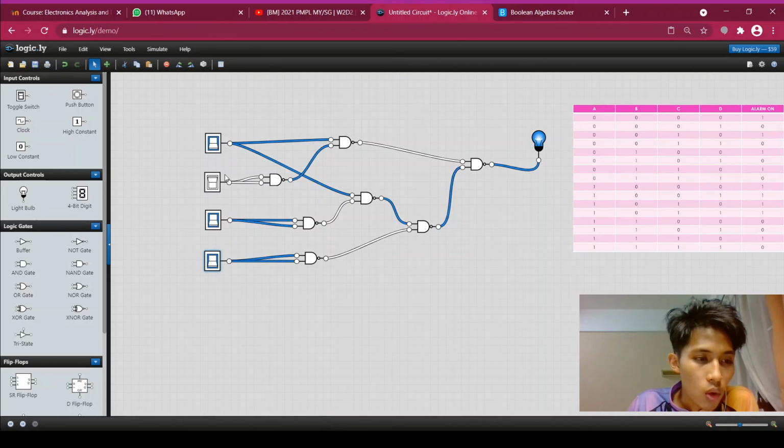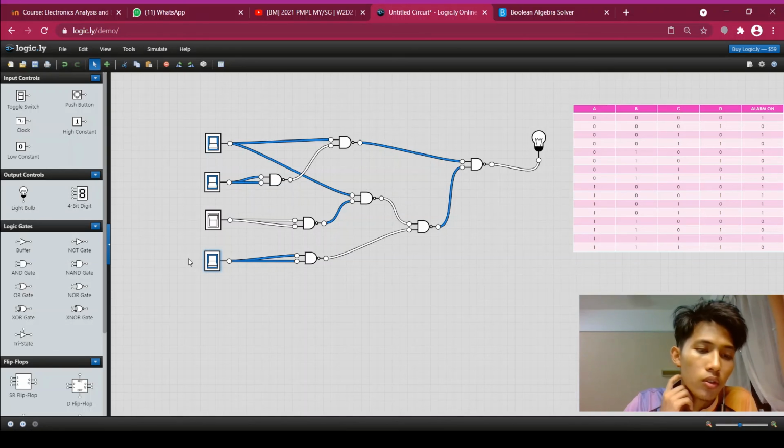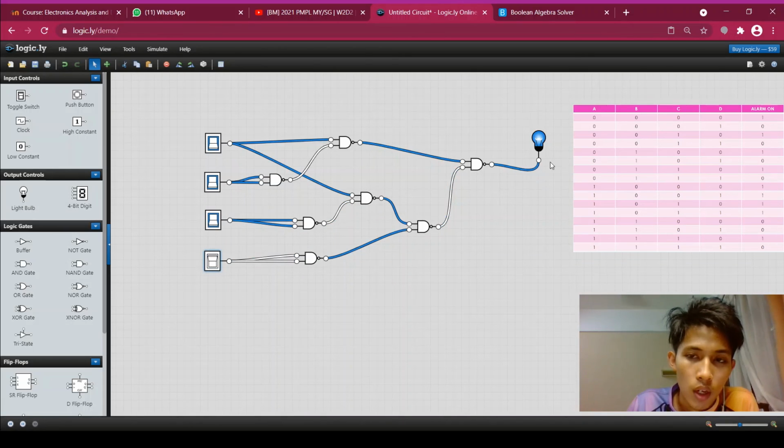Move to the next condition, which is 1 1 0 0. The output is 0. Referring to the truth table, 1 1 0 0 is 0. Correct. Move to the next one, 1 1 0 1. Referring to the truth table, 1 1 0 1, the output is 0. It is just the same. The second last is 1 1 1 0. The output here is 1, and referring to the truth table, 1 1 1 0 is 1. So correct.